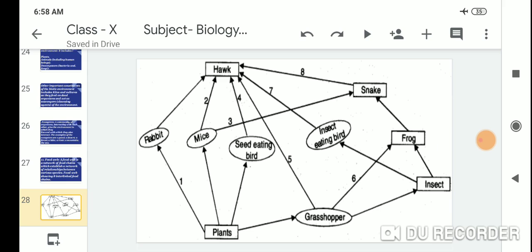Look at the picture: rabbit, hawk, mice, plants, seed-eating birds, grasshopper. The picture is arrow-wise. First one is plants to rabbit, and mice to hawk, and seed-eating birds. The fourth one is a hawk, and fifth one is the grasshopper. Sixth one is frog. Seventh is insect-eating birds, and eighth is the snakes to hawk, and ninth the interaction of insect, frog, and snakes. Complete the eight food chains.